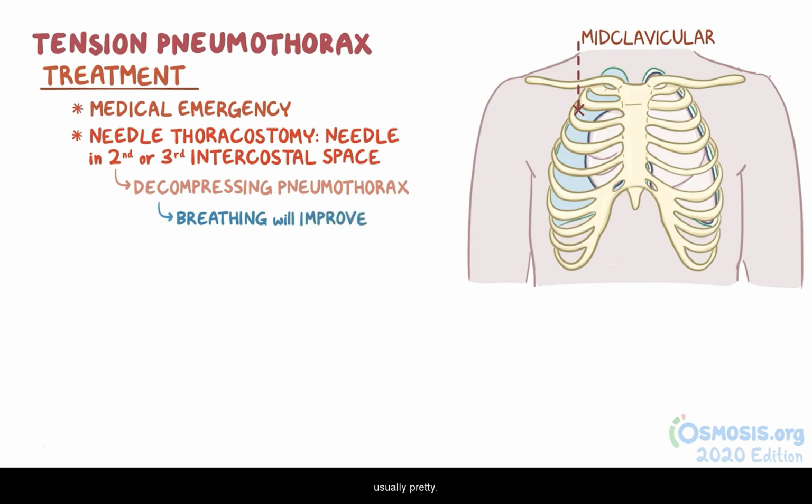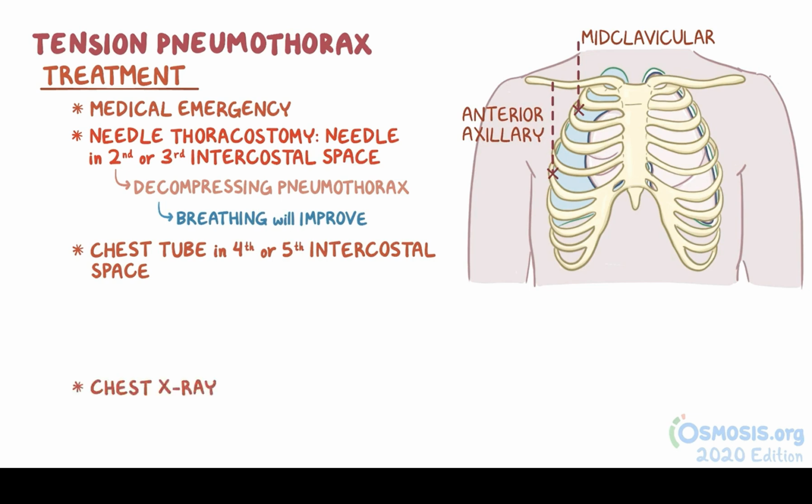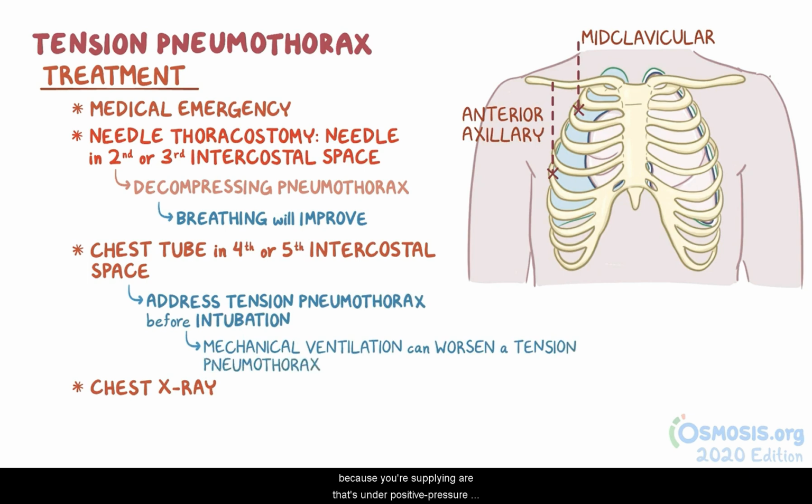It's usually pretty dramatic. Following decompression, a chest tube is inserted in the fourth or fifth intercostal space along the anterior axillary line. Now that the patient is properly breathing, you can breathe too, and get that chest x-ray. It's also important to address the tension pneumothorax before intubation, and that's because mechanical ventilation can worsen a tension pneumothorax. That's because you're supplying air that's under positive pressure, basically adding fuel to the fire.